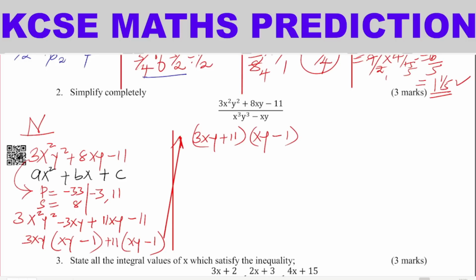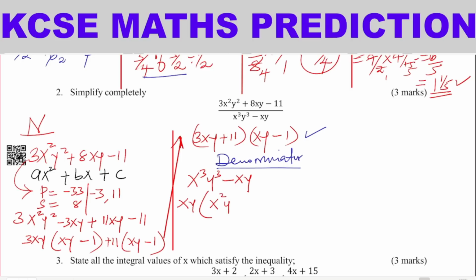Then for the denominator, we have x cubed y cubed minus xy. So what is common between those two? xy is common. You factor out and you remain with x squared y squared subtract 1.